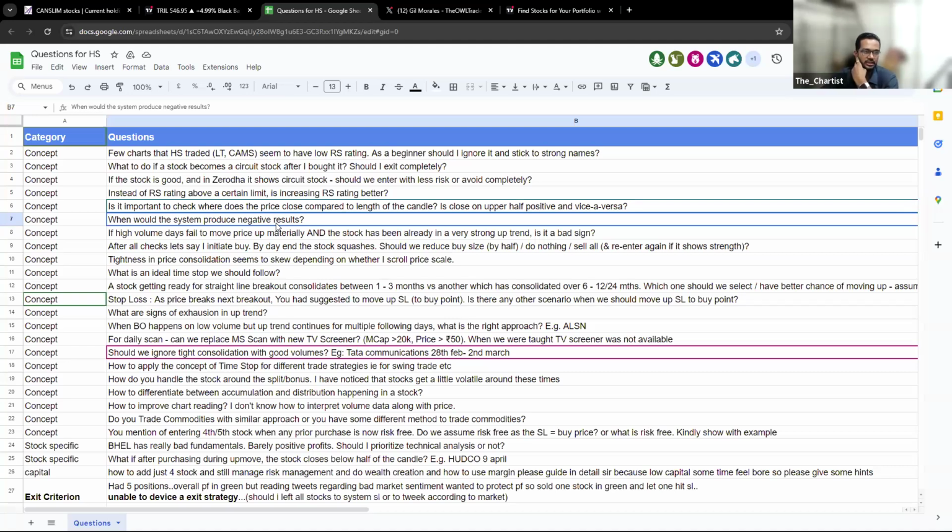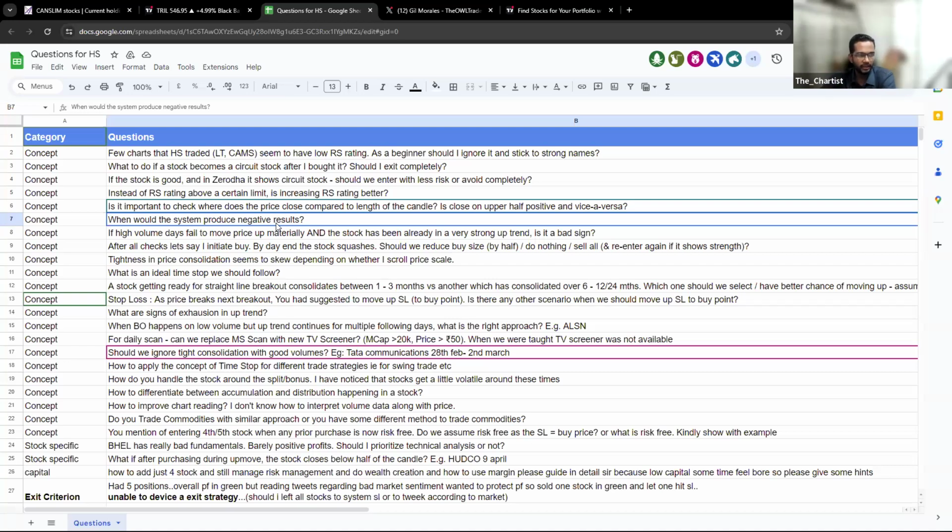So when would the system produce a negative result? When you are trading in a choppy market, when your entry is poor, or you are not cutting your losses short. These are the factors that we covered during the entire module. That is the time when your system will start producing a negative result.